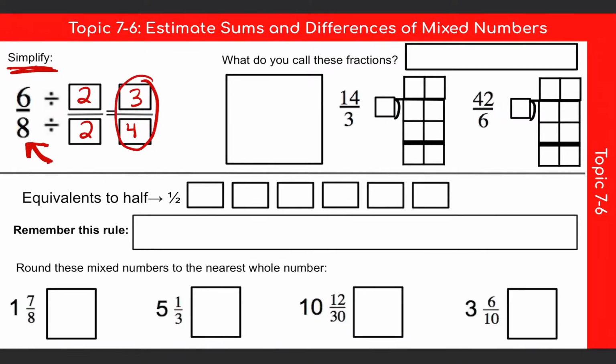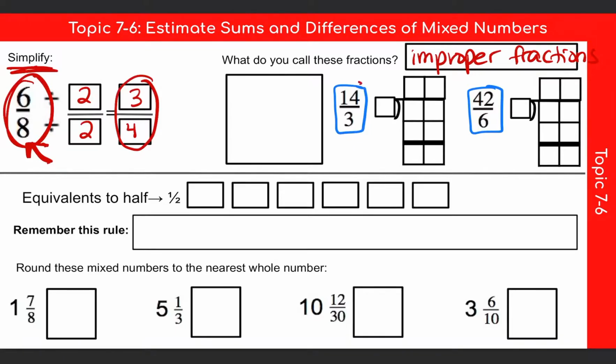Okay? Now, I want to turn your attention to these two fractions here. What do we call these fractions when the numerator is bigger or greater than the denominator? These fractions are called improper fractions. They're top heavy, okay? That numerator is way bigger than the denominator. Now, just like how we simplified this fraction, we have to simplify improper fractions as well. We can't leave an improper fraction like that. So what we need to do is simplify this improper fraction.